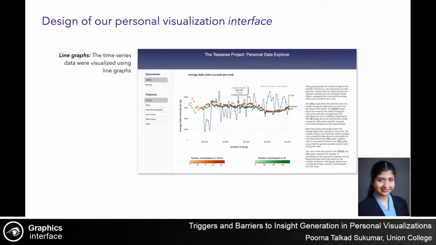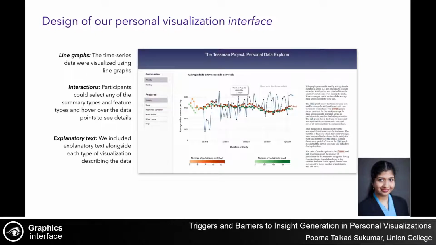And all the time series data were visualized using line graphs on the interface. Participants could select any of the summary types and feature types, and they could also hover over the data points to see additional details. We also included explanatory text alongside each type of visualization describing the data.